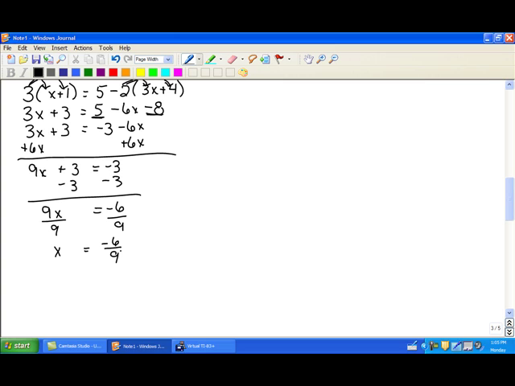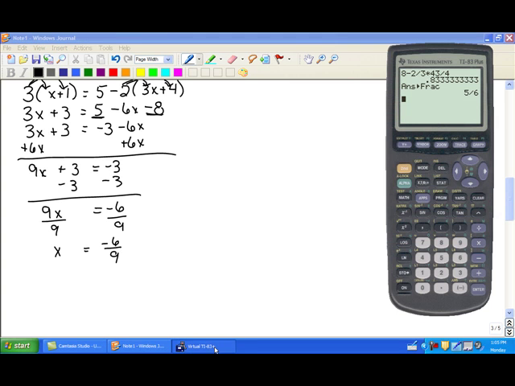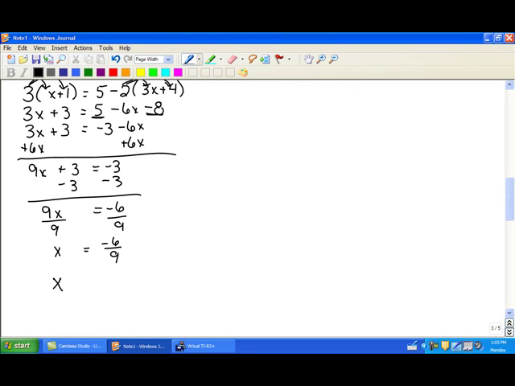Now, if you're not sure if the fraction's going to reduce, your calculator can help you with this. On your calculator, if you will punch -6 divided by 9 and hit Math, Enter, Enter, it will always reduce your fraction for us. So our final answer here is going to be x equals -2/3.